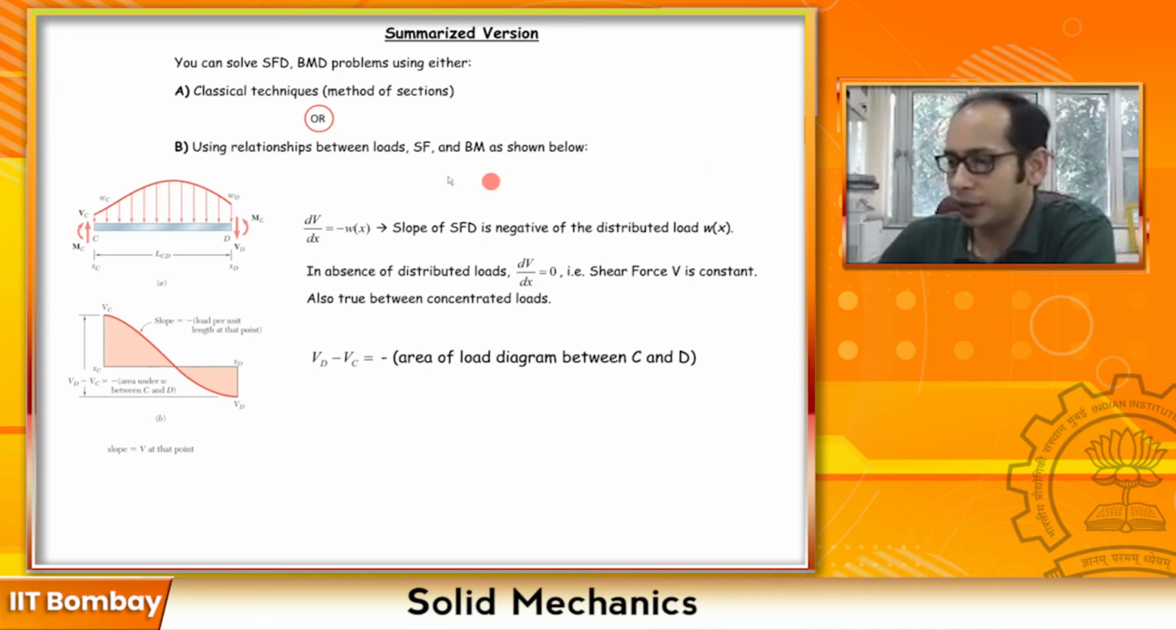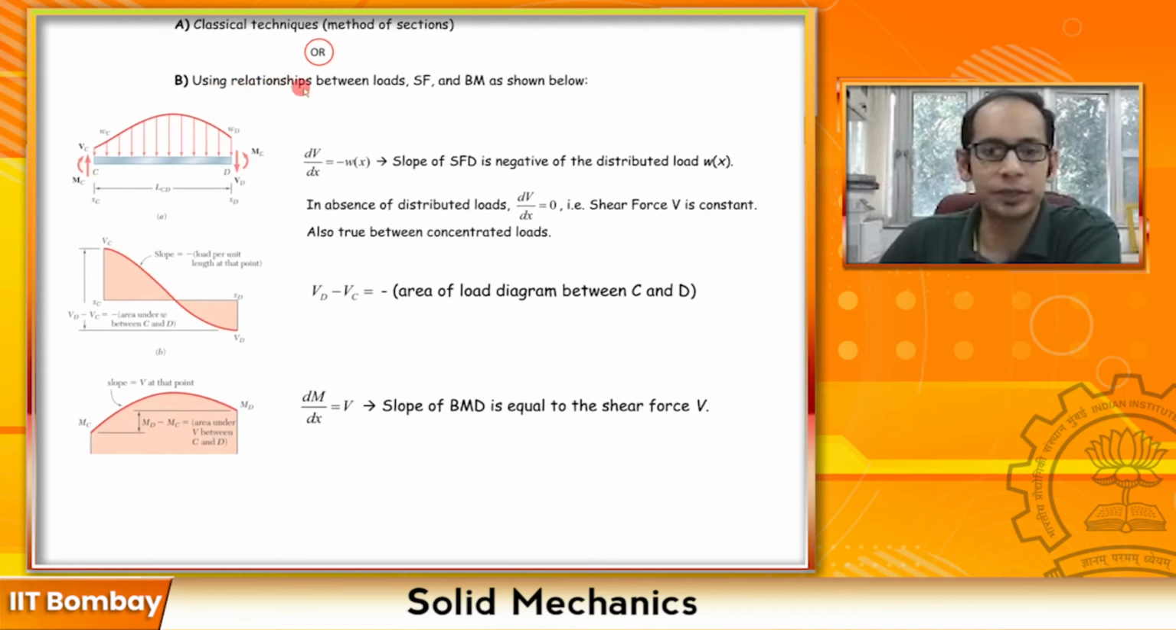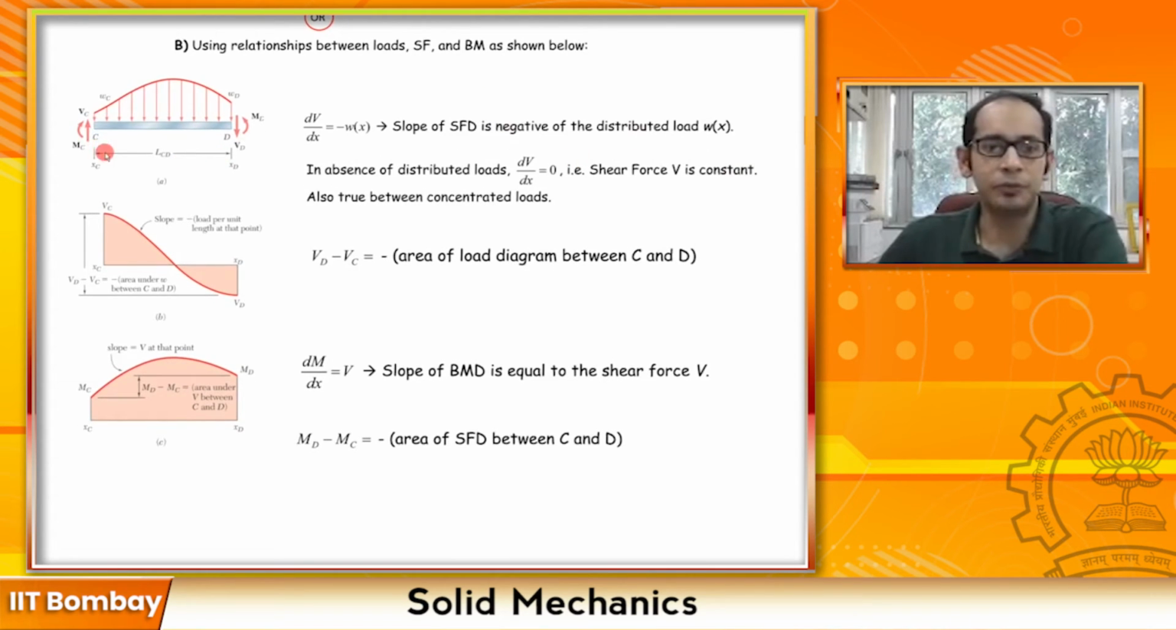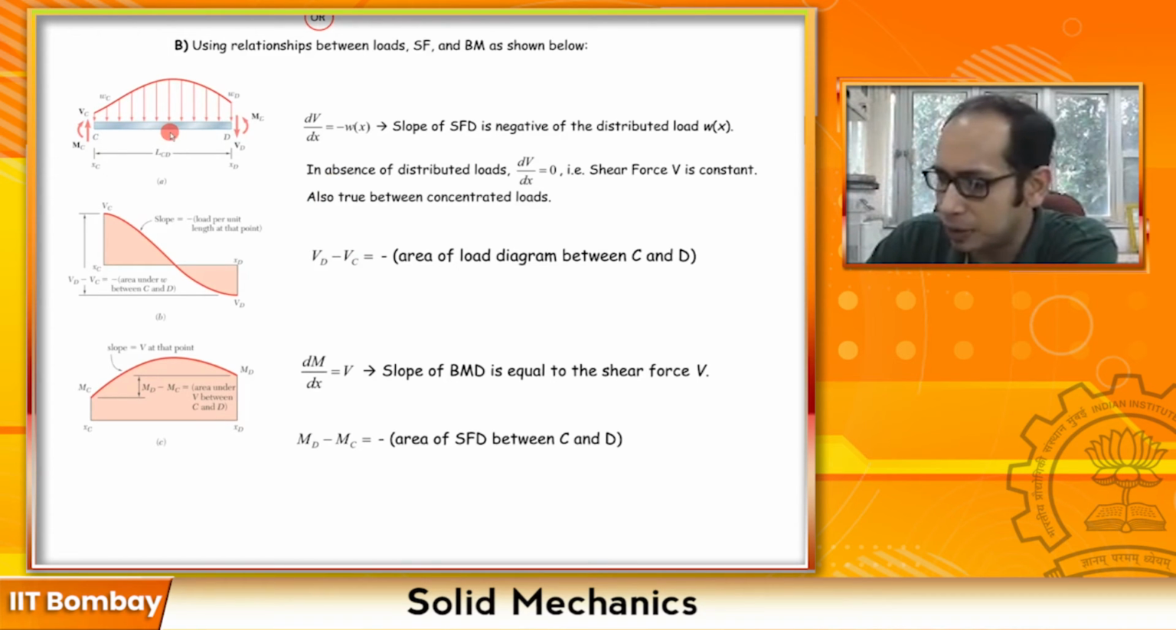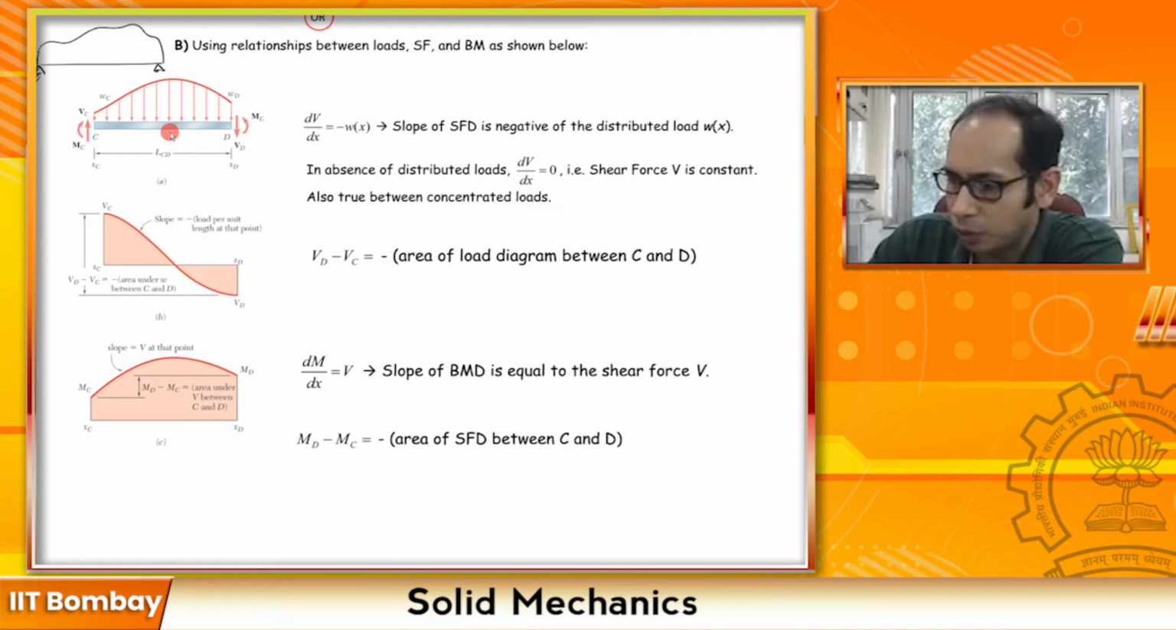So we are going to look at the relationships between the load, shear force, and the bending moment. So let me scroll a little bit below. What we have essentially here is a beam with a certain amount of loading. We'll come to the text part later. In the beam you have a point C and a point D. So this is maybe part of a bigger beam, with certain loading conditions and so on.